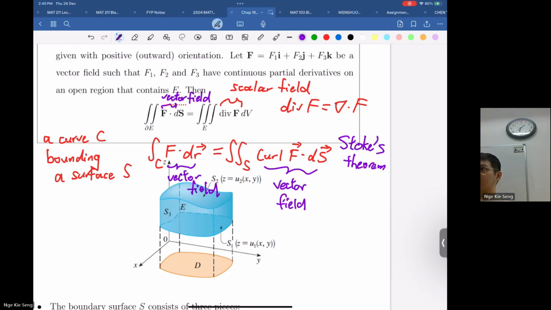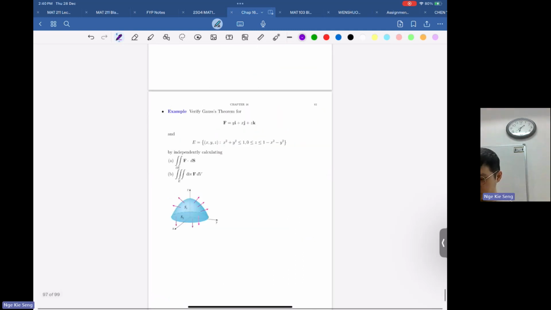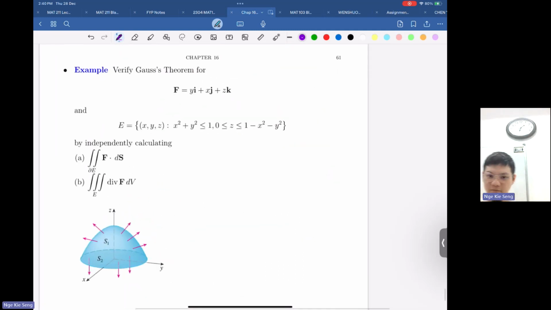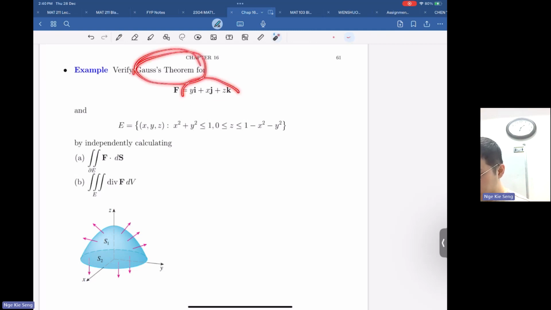Okay, let's do one example here. We want to verify the Gauss theorem for this vector field, F equals xi plus yj plus zk, and we have this solid here. What's the solid?